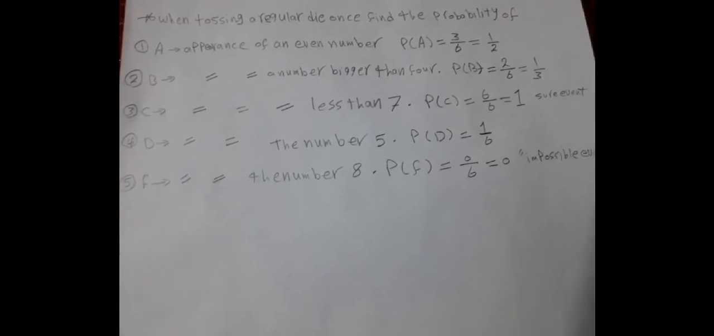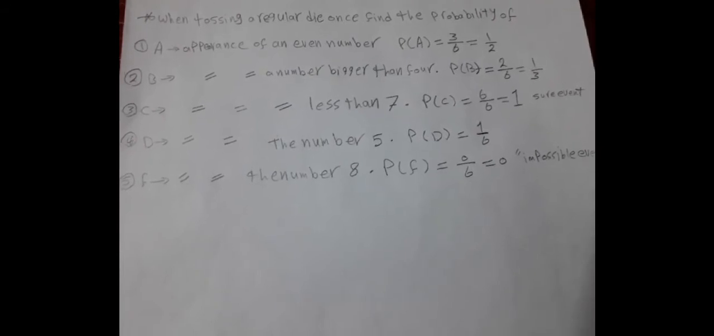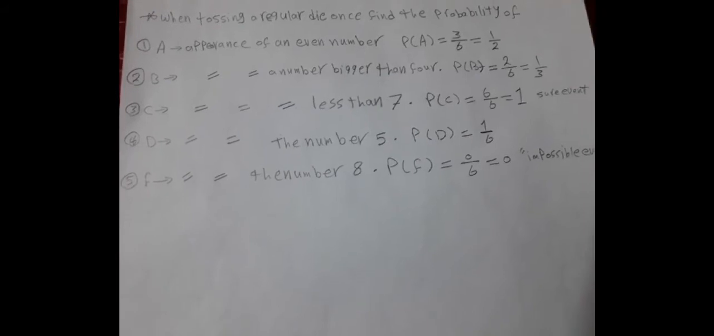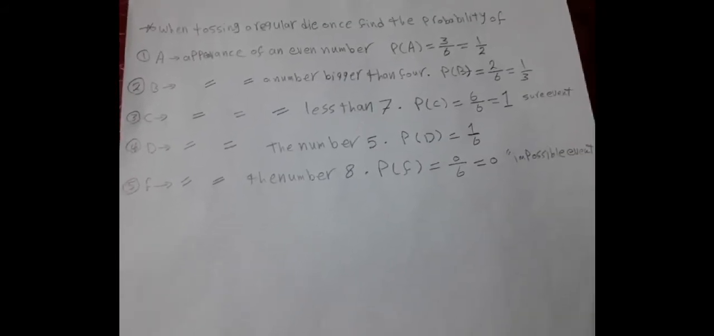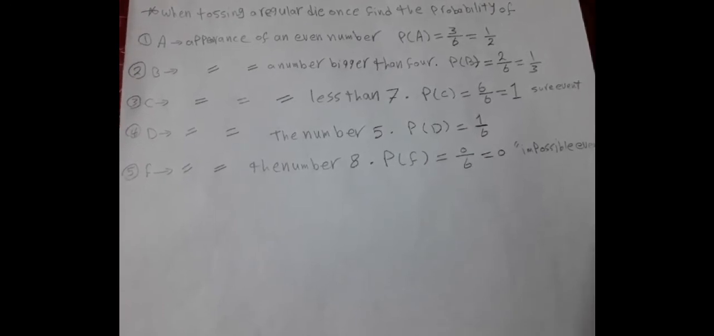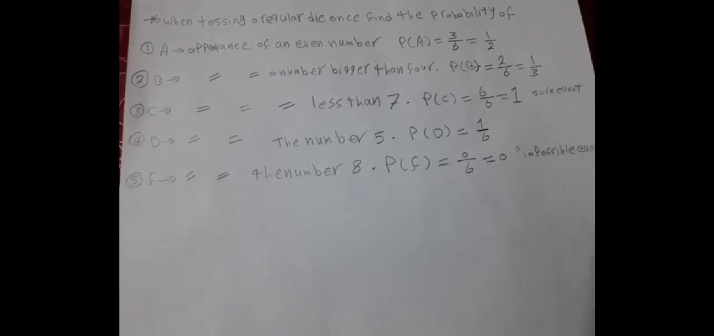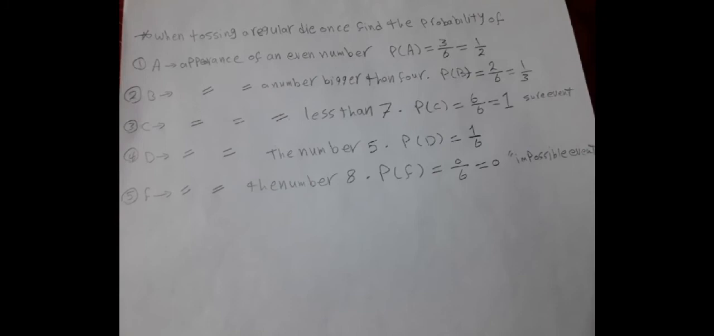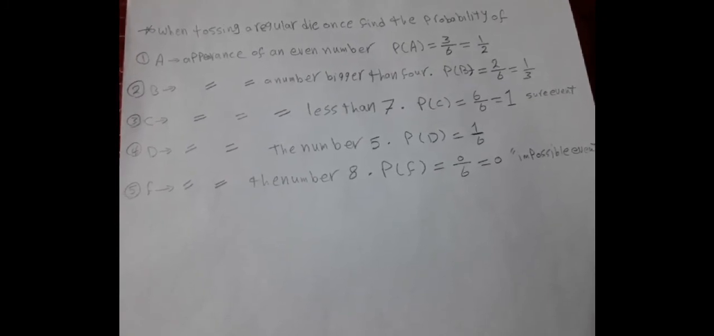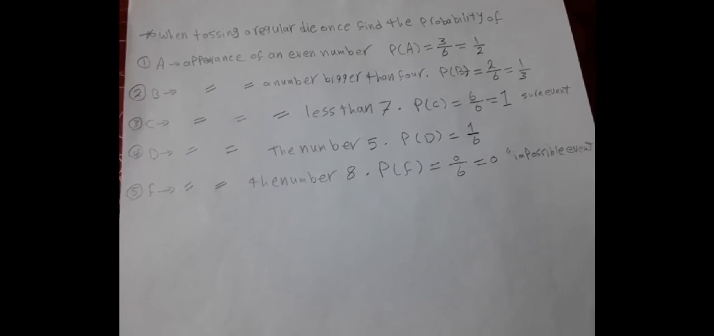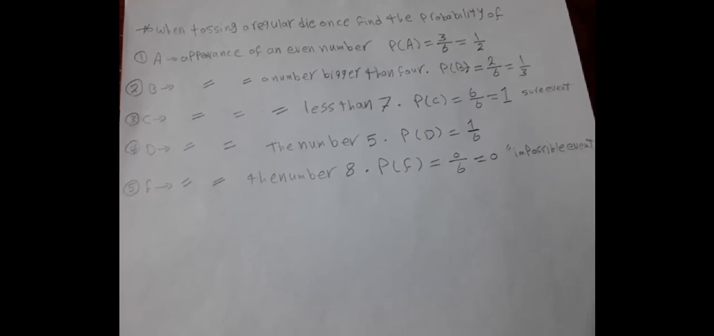Number 5, F, appearance of the number 8. Probability of F equal 0 over 6 equal 0, and this is called the impossible event. Because when we toss a die, number 8 can't appear on the face of the die. Then the number of elements equal 0. The probability of F equal 0 over 6 equal 0, and when we get the result 0, it's called an impossible event.